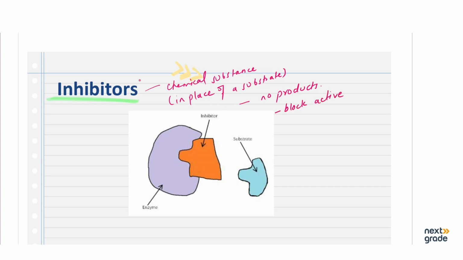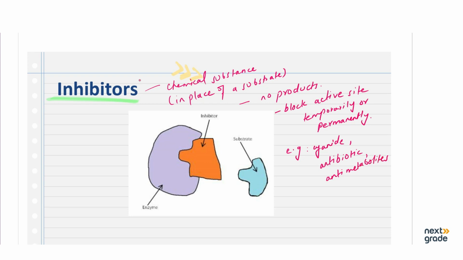Block active site temporarily or permanently. For instance, we can think of a poison like cyanide, many antibiotics, some antimetabolites. So these are all examples, and there are some other drugs which also act as inhibitors, but basically it's that.